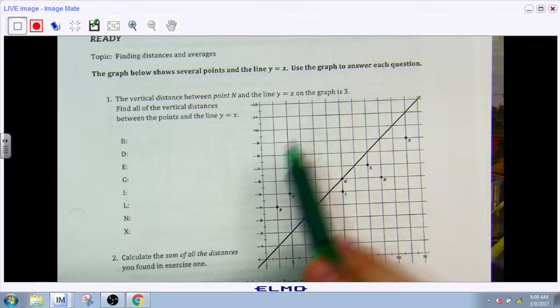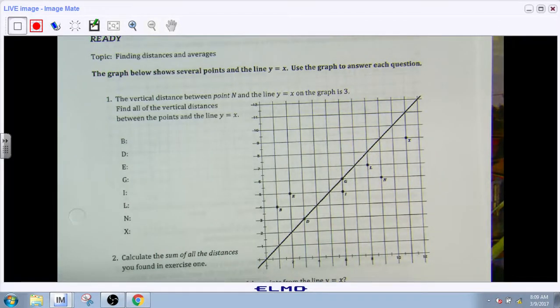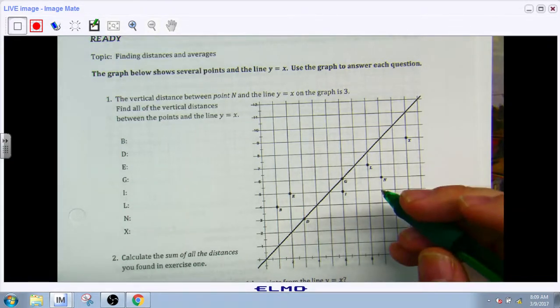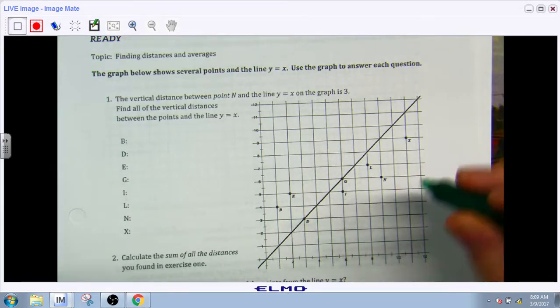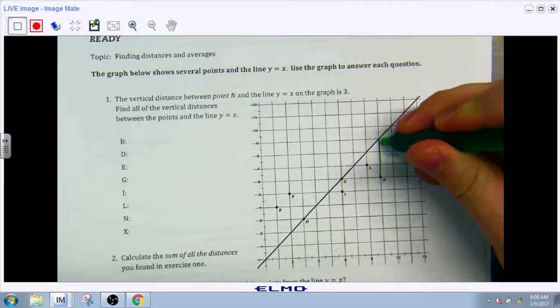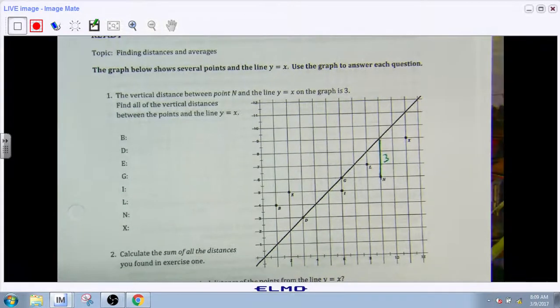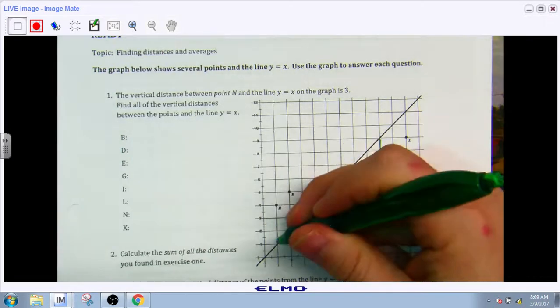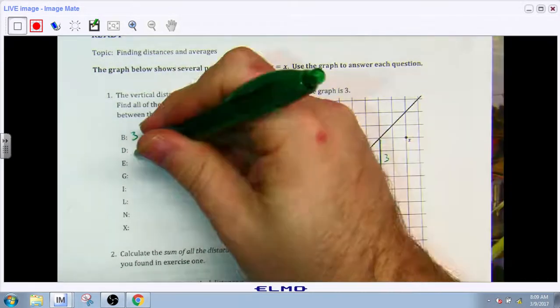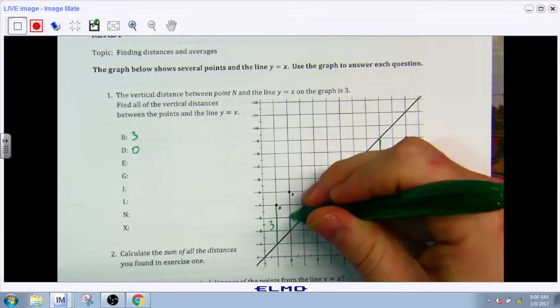The vertical distance between points N and the line y equals x on the graph is 3. So here's N, here's the vertical distance, this is 3. Okay. Find all the vertical distances. So, okay, B is also 3. D is 0, it's on the line. E is also 3.